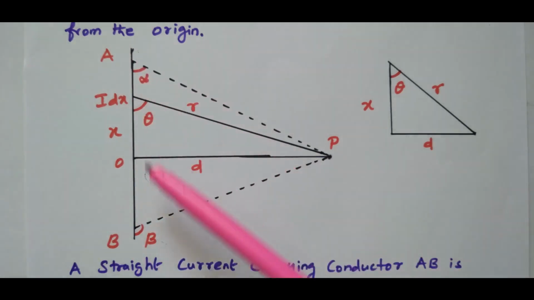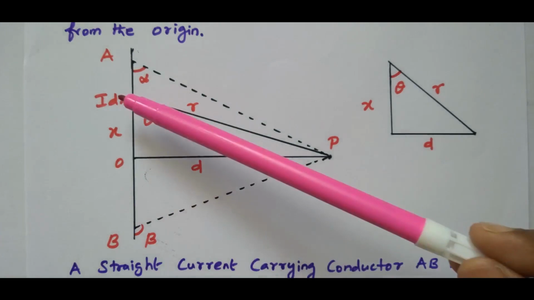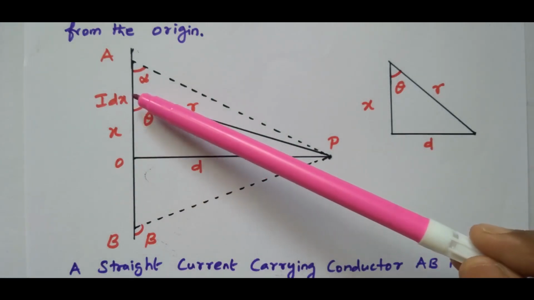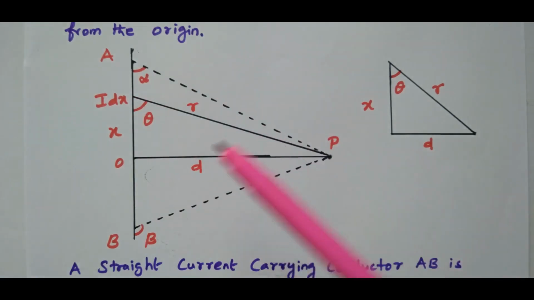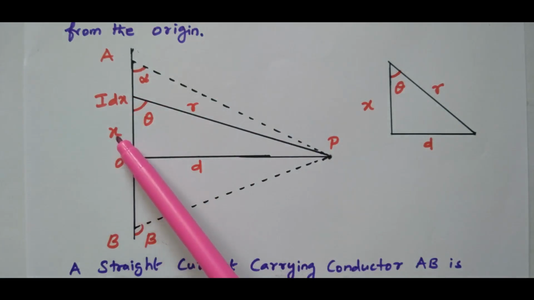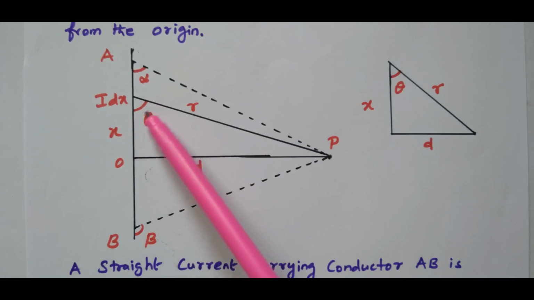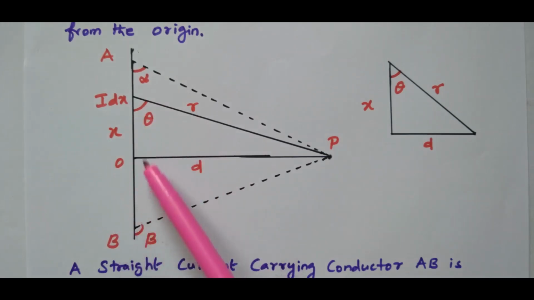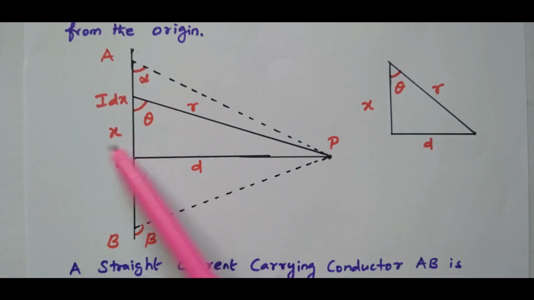This finite conductor is assumed to have so many current elements. Now we consider one current element Idx at this point. There are n number of current elements available, in which we are considering one current element Idx at a distance x meter from the origin. So this angle will be theta. Further we can go for integration.